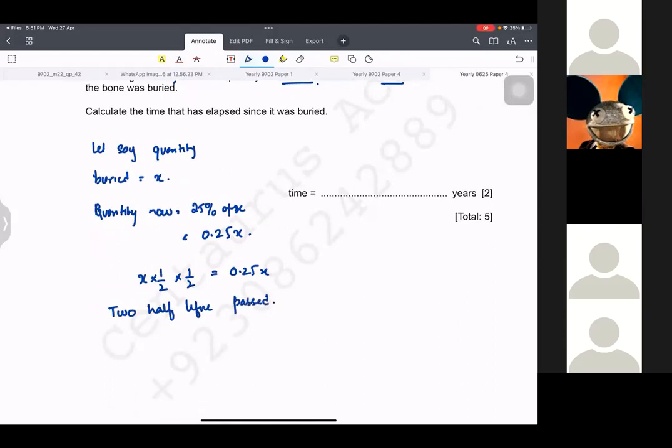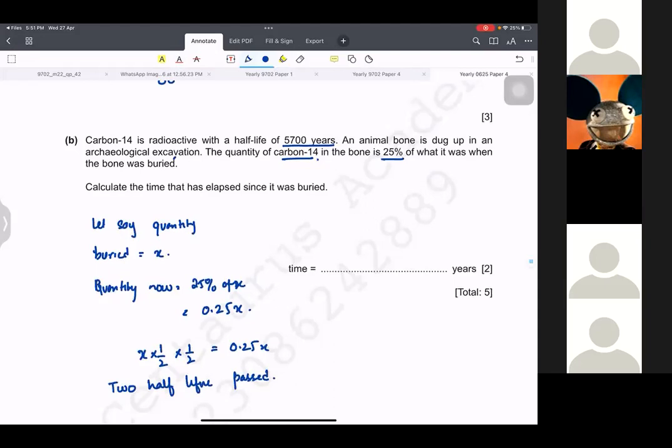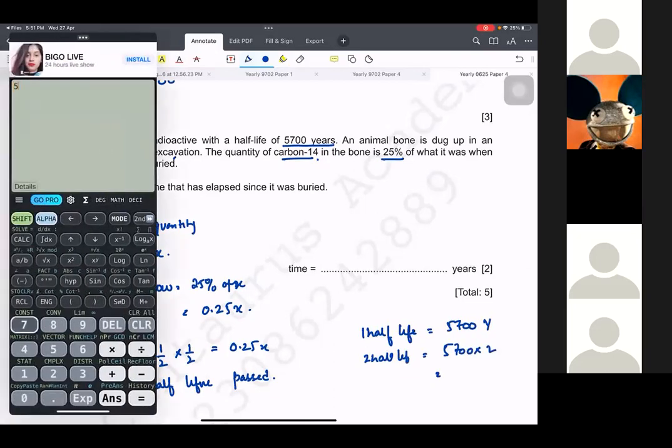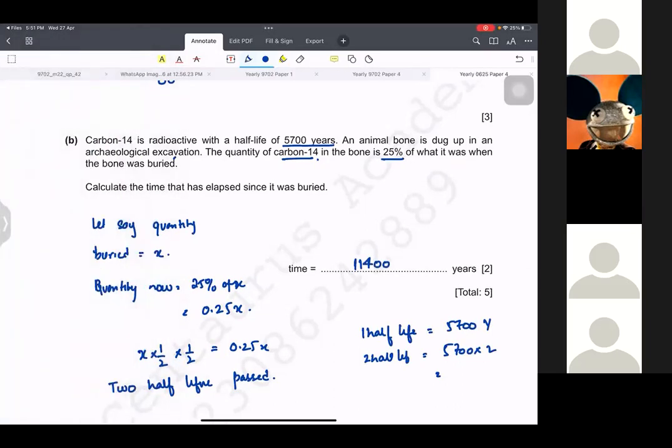Like that. So if one half-life is equal to 5700 years, then two half-lives will be 5700 times 2. So that is going to be 11400 years. Is it clear, everybody?